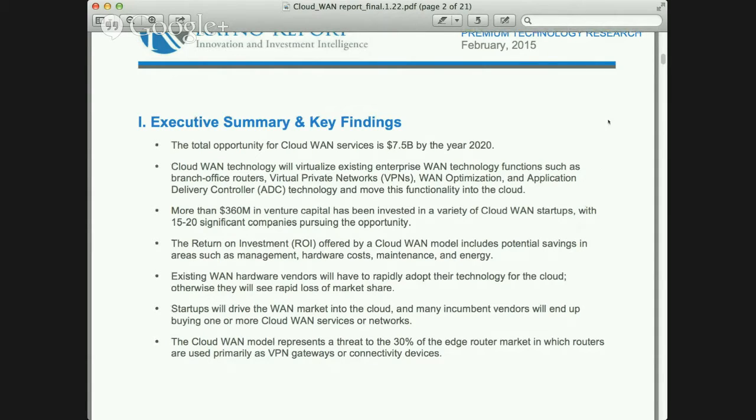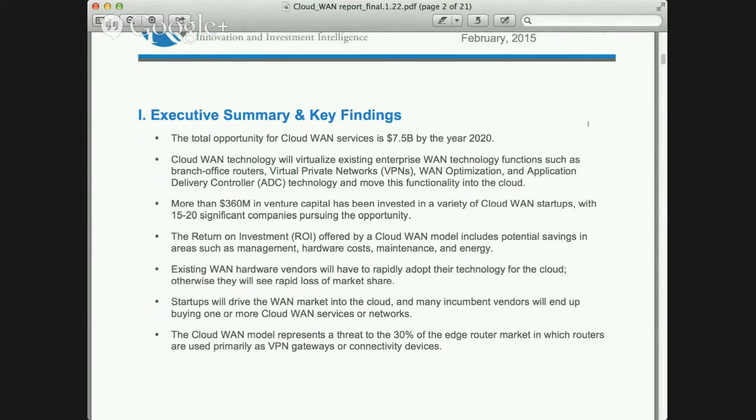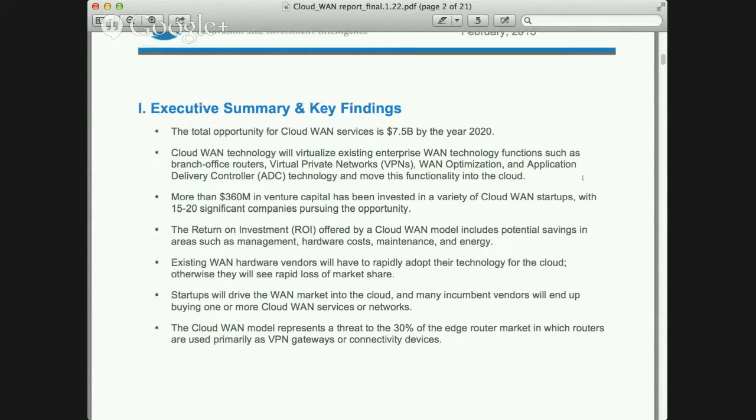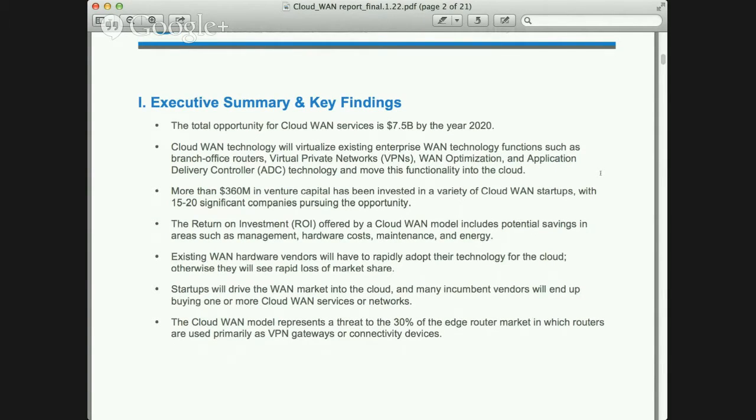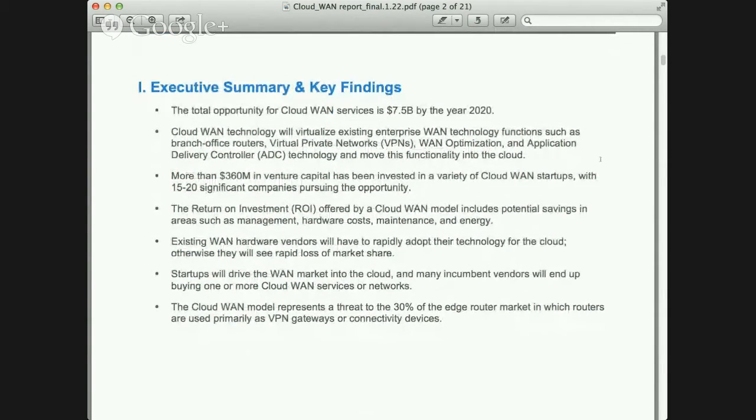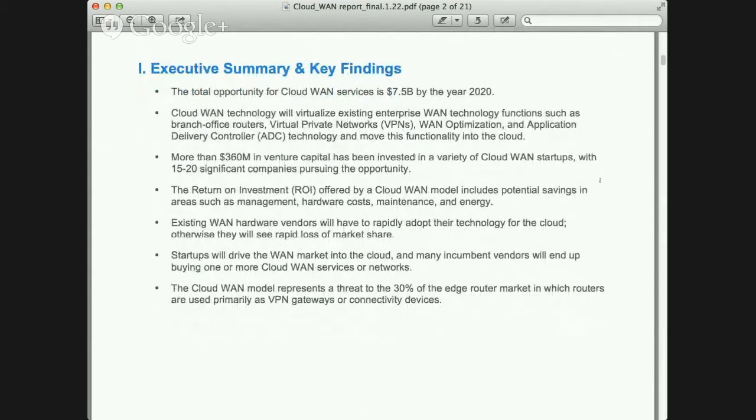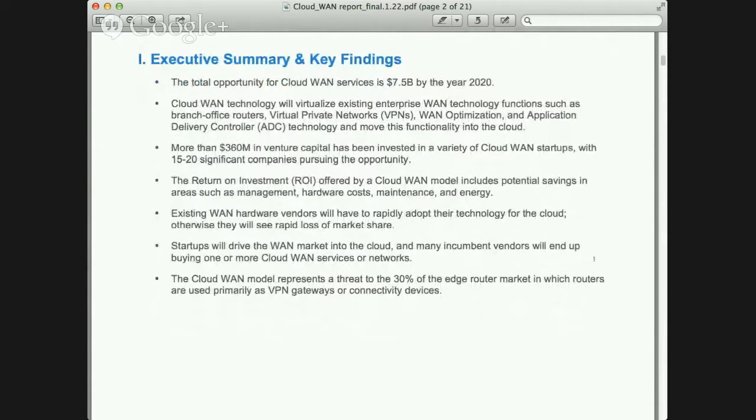I'll point out just another couple points, Vishal. More than $360 million has gone into a bunch of cloud WAN startups. And what's their value proposition to the businesses? Well, it's really a return on investment. You can save on management, you can save on hardware costs. You talked about energy. There's energy savings and maintenance.